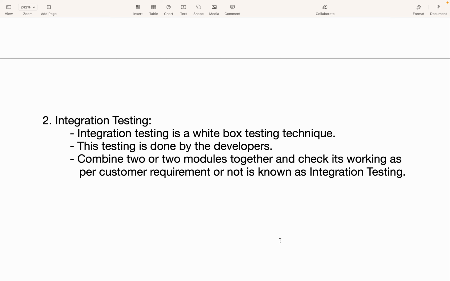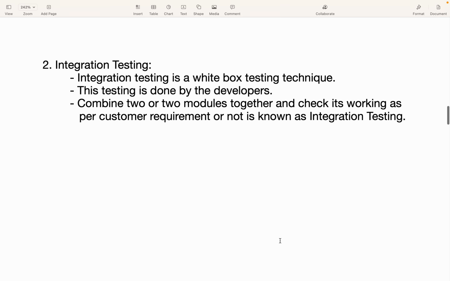Second is integration testing. Integration testing is a white box testing technique. This testing is done by the developers. Combining two or more modules together and checking whether they are working as per customer requirements or not is known as integration testing.